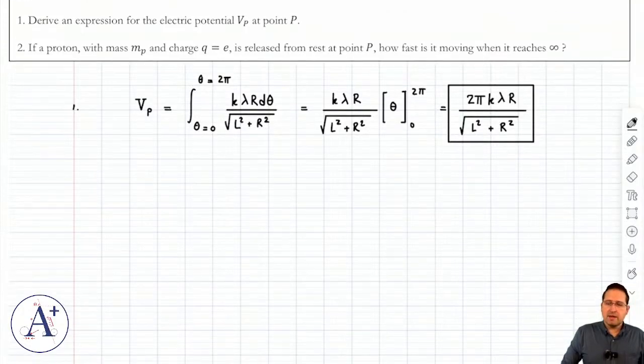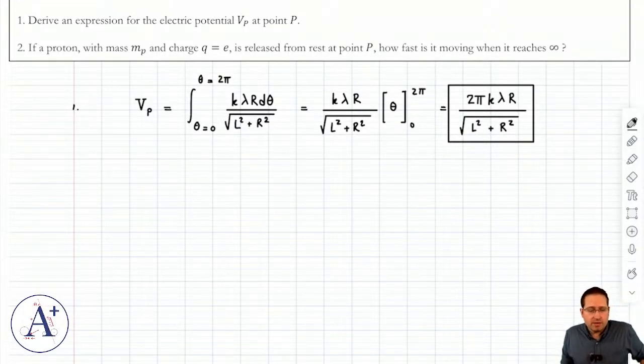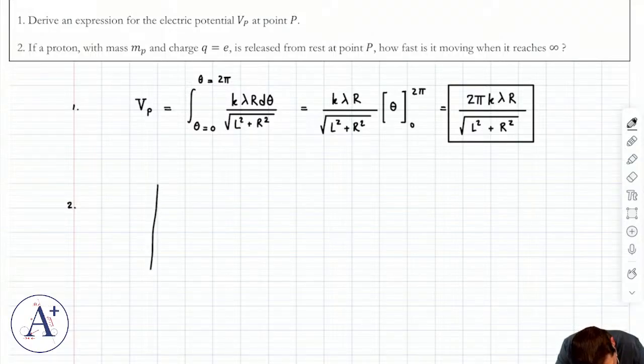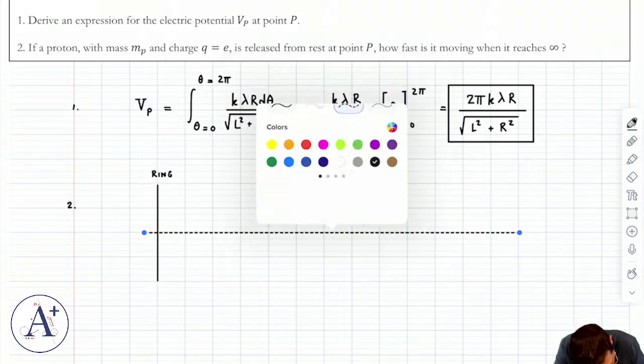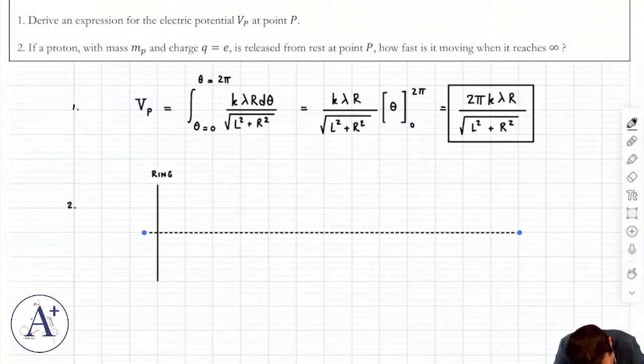Okay. And now that we found that, we're asked, well, if a proton with mass mp and charge e is released from rest at point P, how far is it moving when it reaches infinity? That's such a good question. Okay, so then let's just say that this is our ring. This is a side view. And this is going to be point P. Oops, hold on. Let's put point P right here. And we know what VP is equal to. And for convenience, let's just draw infinity.